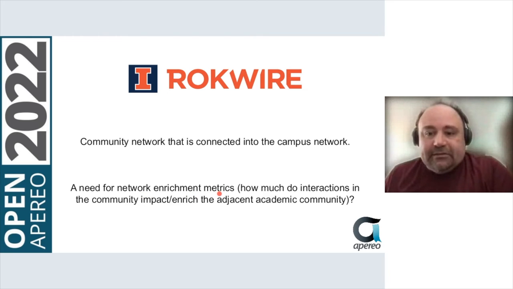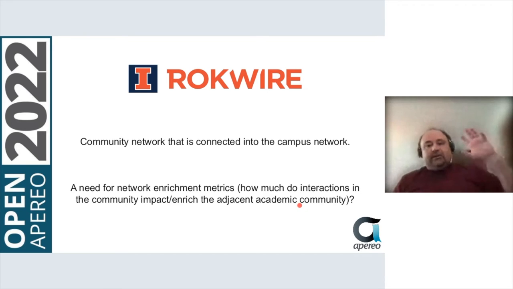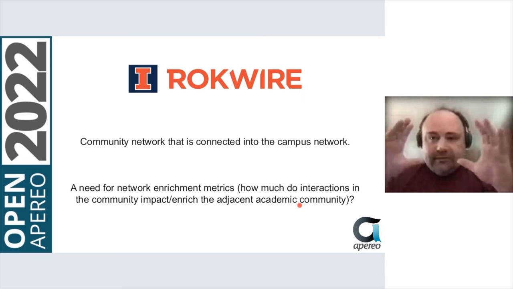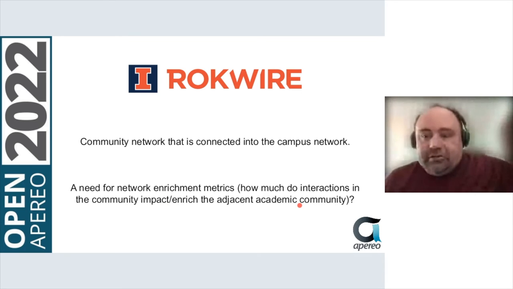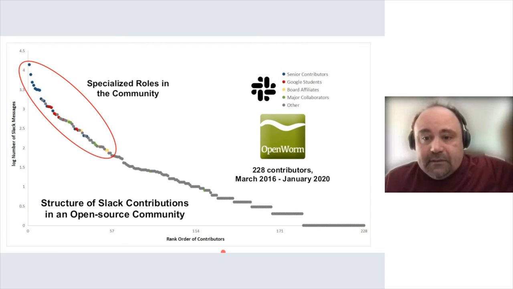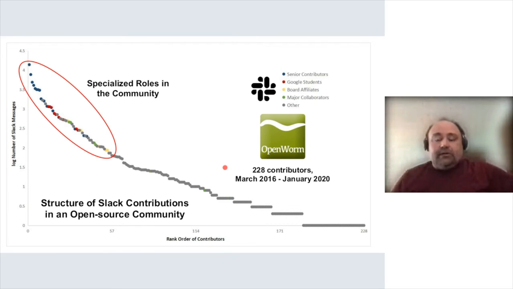Now, that being said, there's a need here for network enrichment metrics. In other words, how many interactions in the community impact or enrich the adjacent academic community. There are opportunities here to take an open source community within a university and see how they interact with your traditional departments. Maybe they enrich the departments, maybe the departments enrich them. We don't really know. But this is an example from the Open Worm Foundation.